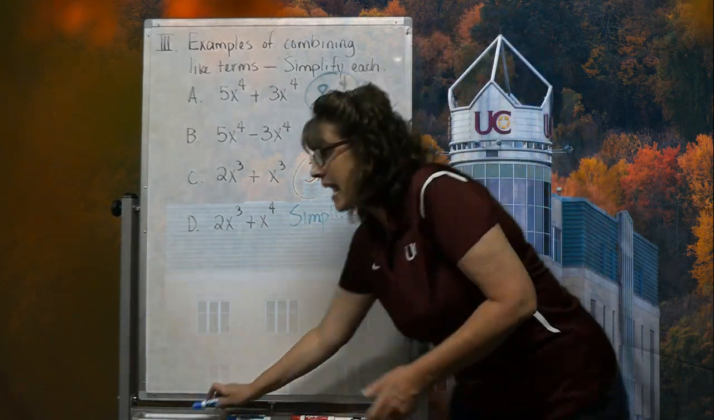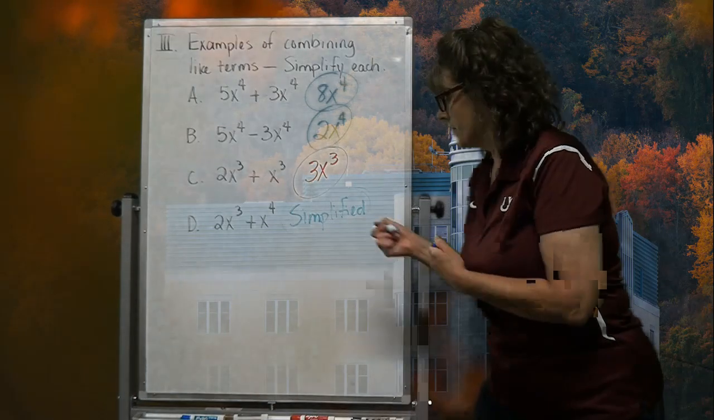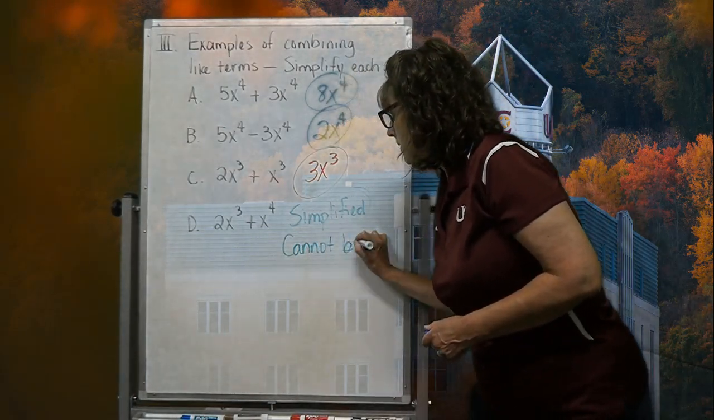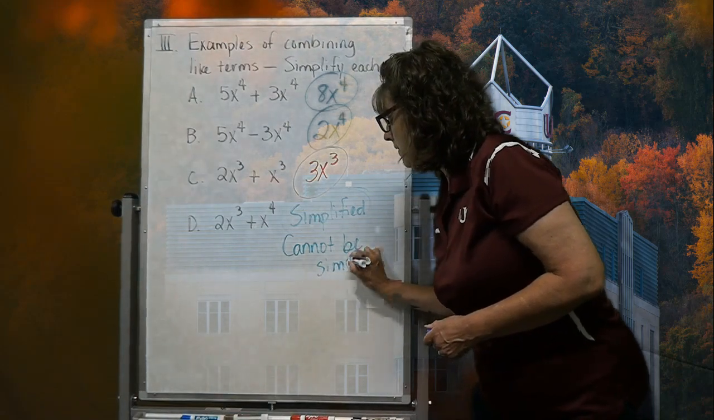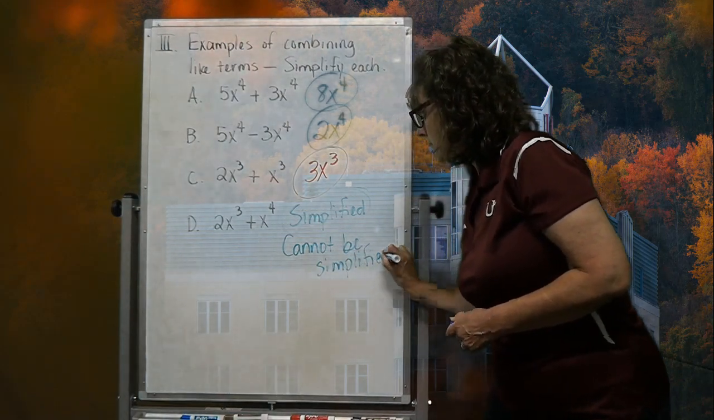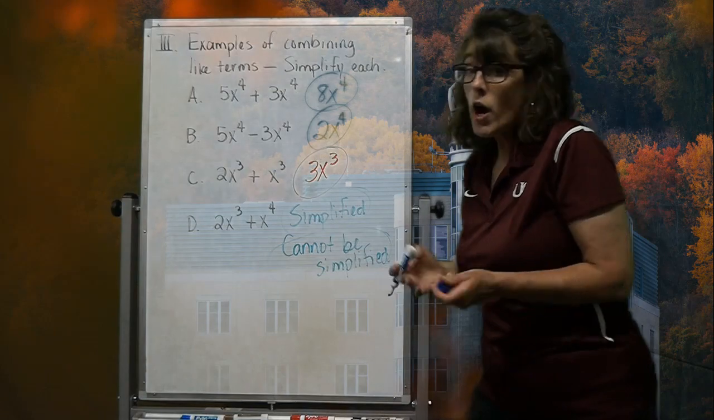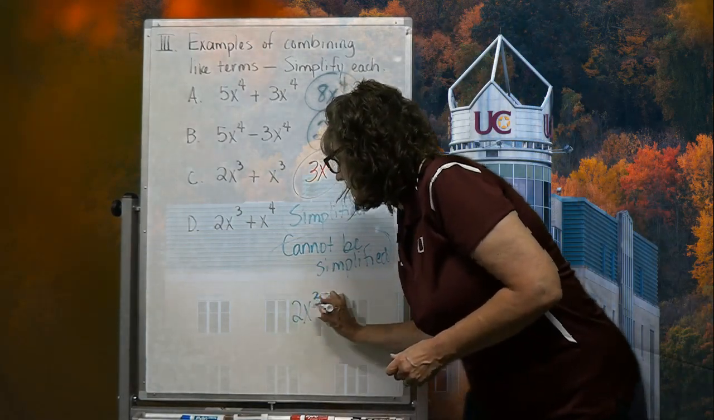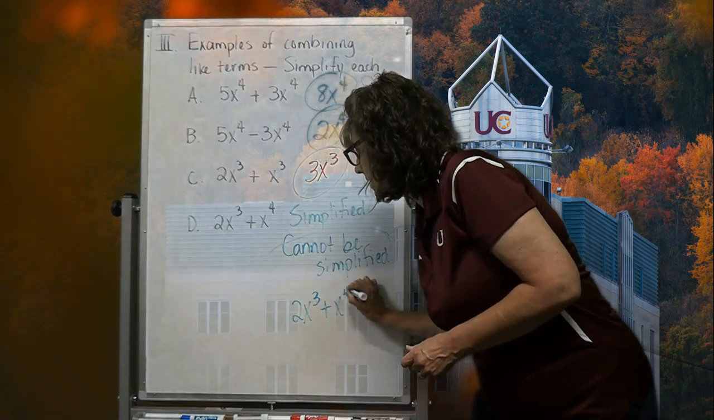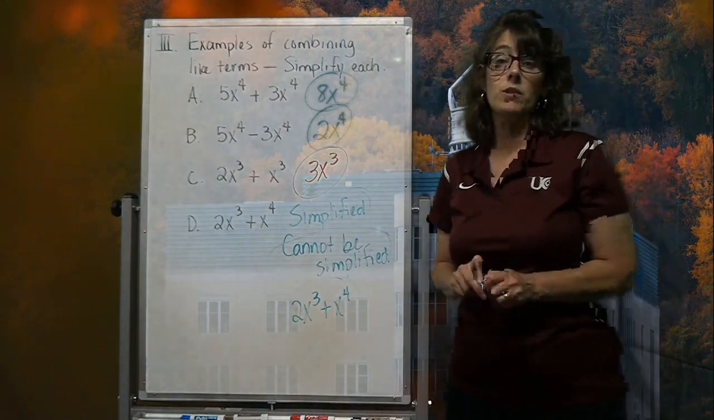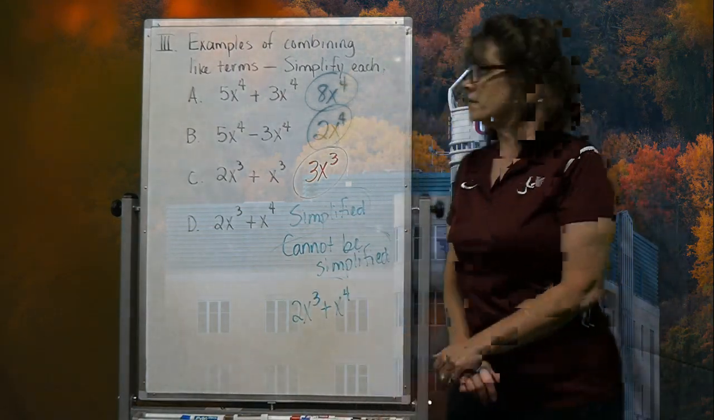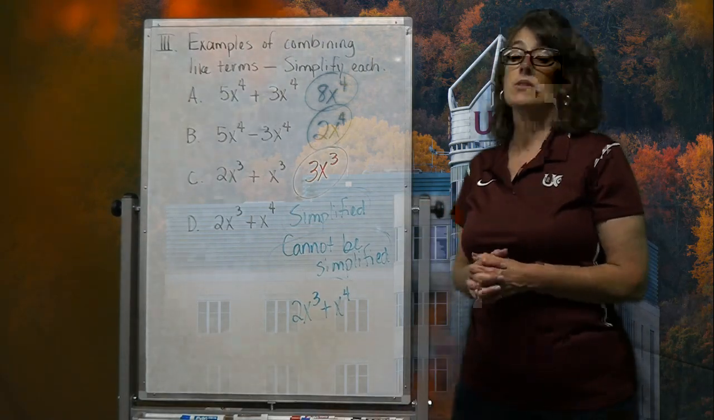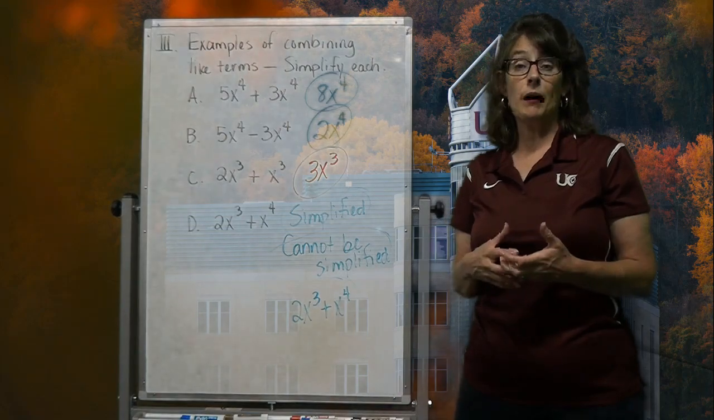Or I could say cannot be simplified. That's another way to write it. Cannot be simplified. Or I could simply write it down as it is and just write it out as my 2x to the third plus my x to the fourth, indicating there is nothing I can do with it. It's done. That's the best it's going to get. But that is how you utilize the exponents in being able to simplify and combine up like terms.